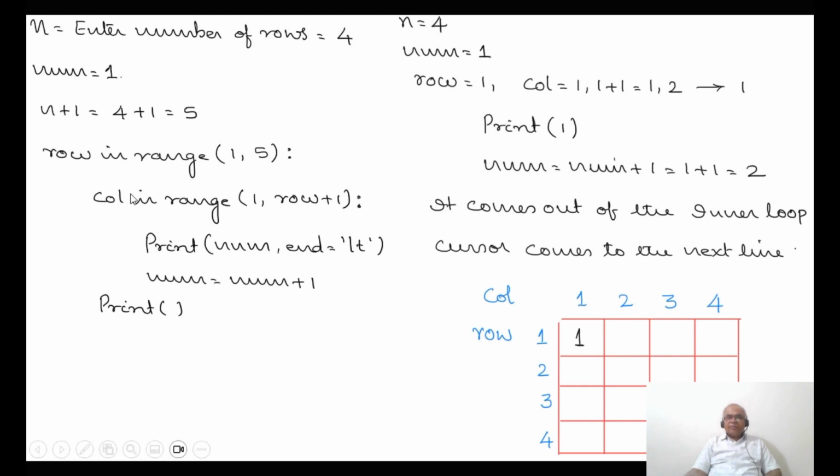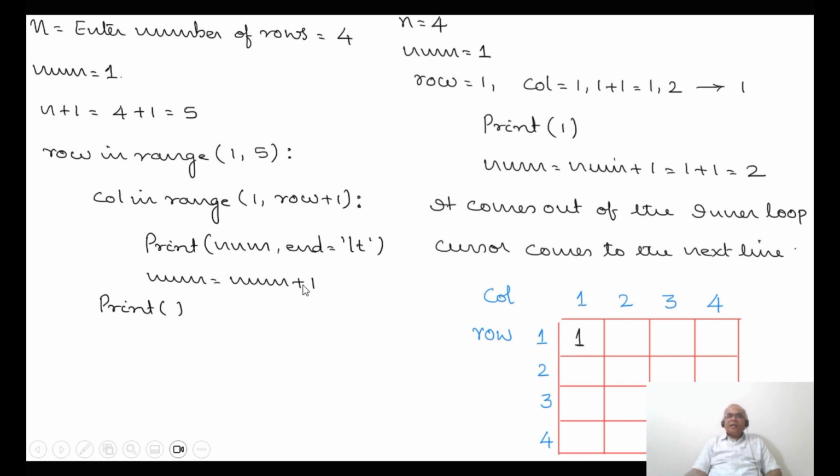But when it goes back, you will have only one column. So it comes out of the column loop, but it increments num is equal to num plus 1. So what is the value of num now? Num is going to become 2. Where? Exactly here.